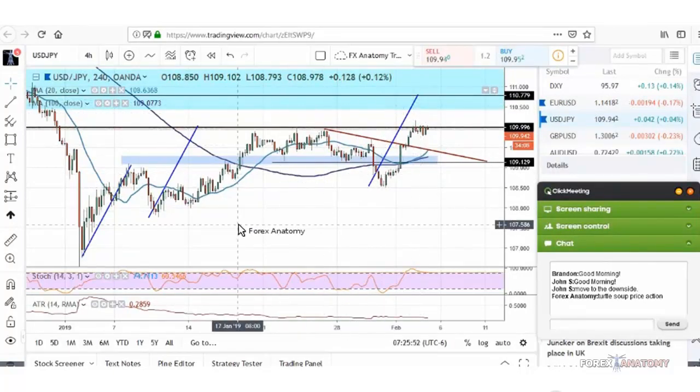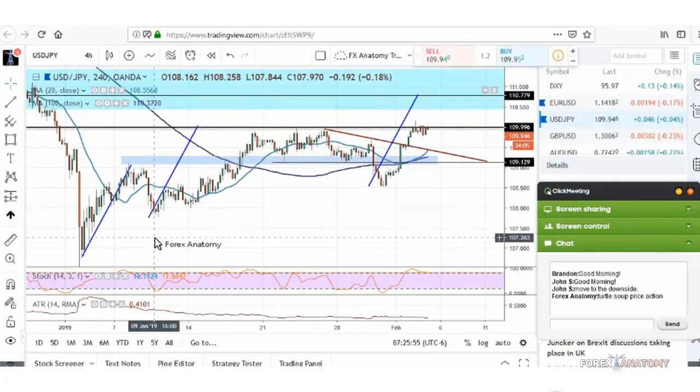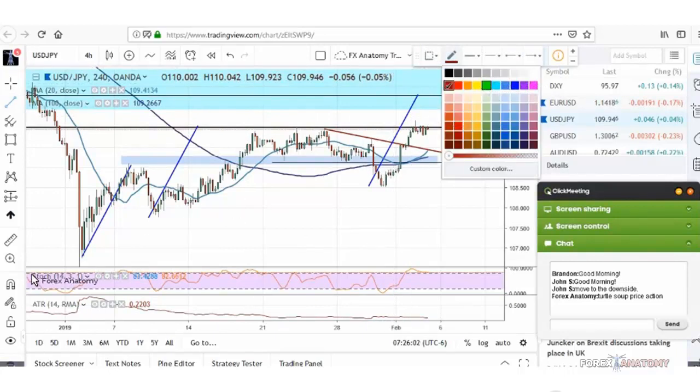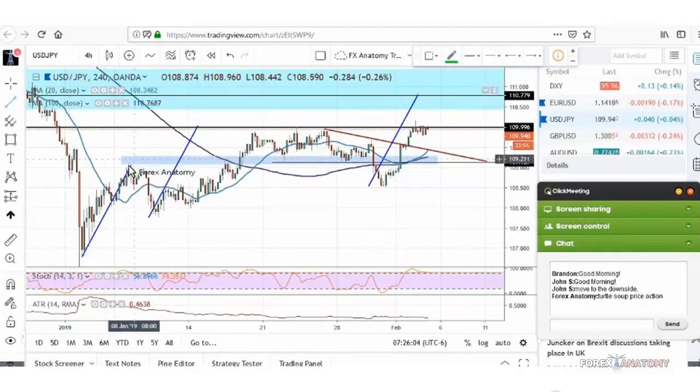And if we do see that, then we have what you would call a three-drive pattern, a bullish three-drive pattern. Let me just draw this in for you. You have this first drive right here. Then we have, of course, the pullback.